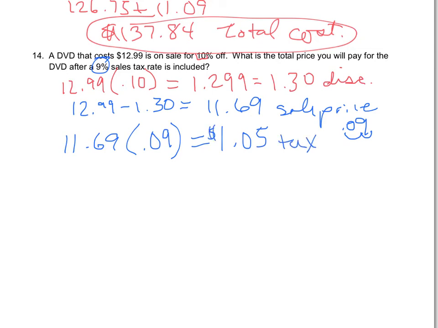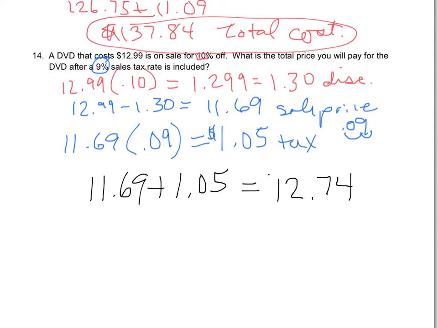Okay. So now to find the total costs, I'm going to go ahead and I'm going to add my sales price plus my tax. That'll give me my cost. So $11.69 plus my $1.05, and that will equal $12.74. $12.74 is what you will pay. So I'll write that as a sentence. Bada bing, bada boom.